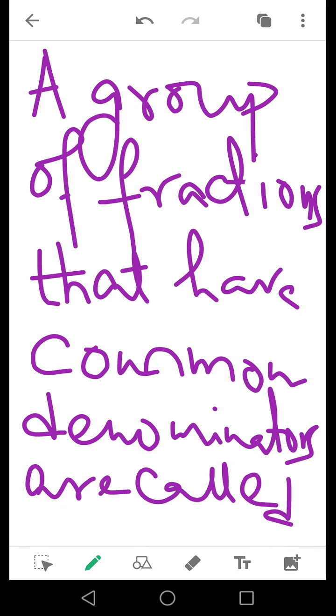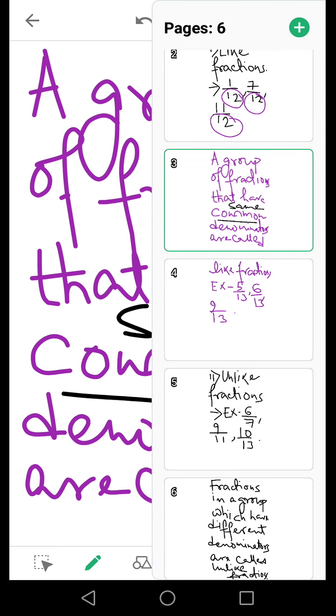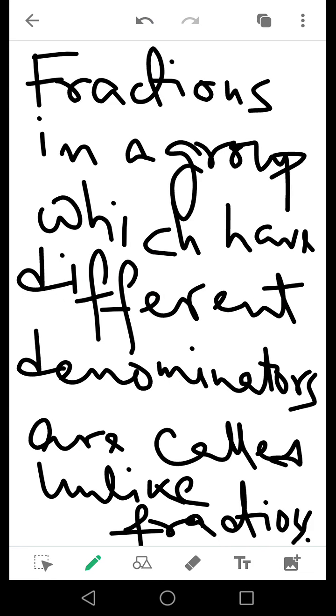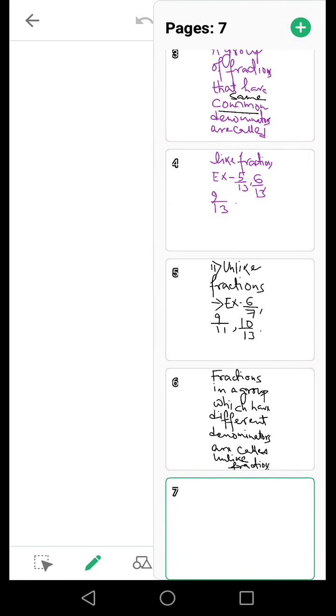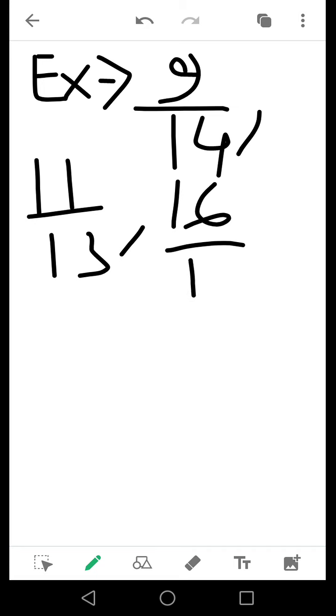Now coming to that board, here instead of common you can write same also. Same denominators or common denominators, they do mean they are equivalent. Now coming to the next board example, I have already given a few examples of unlike fractions, a few more. If I get such types of fractions, then I'll just call them unlike fractions. Now coming to the next board.